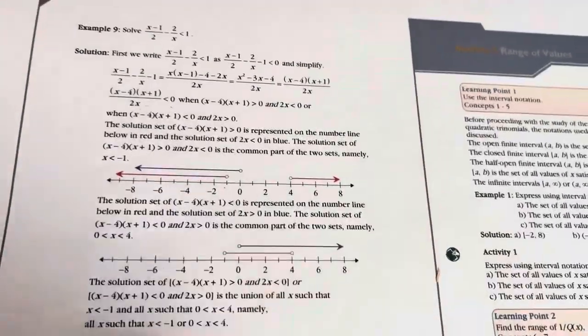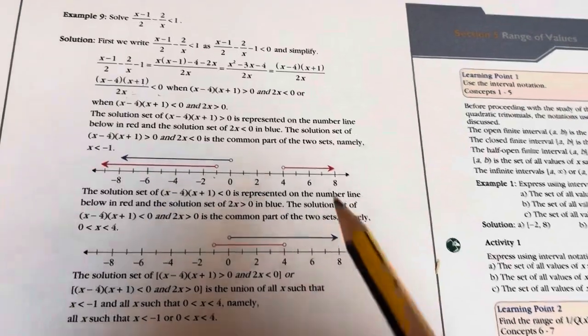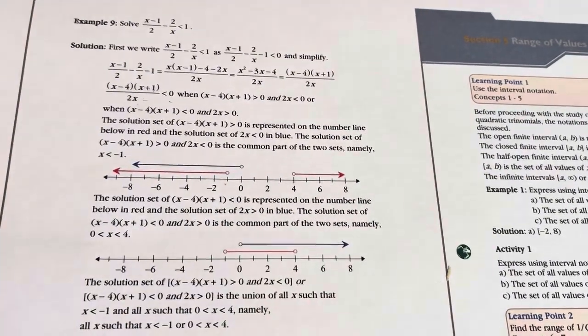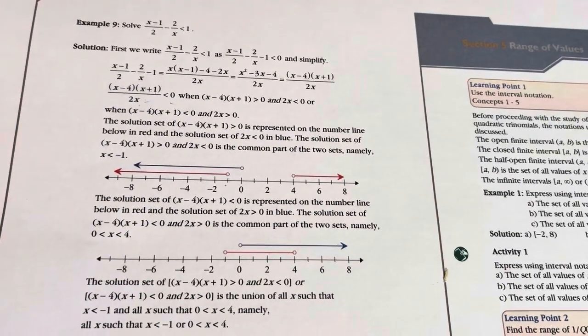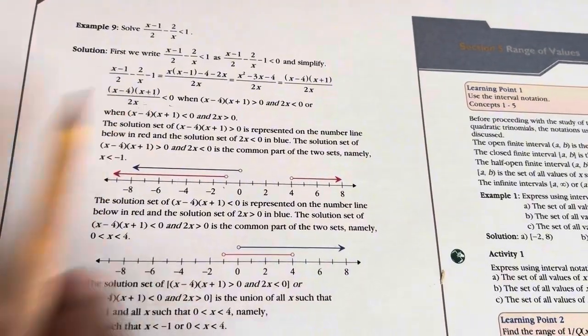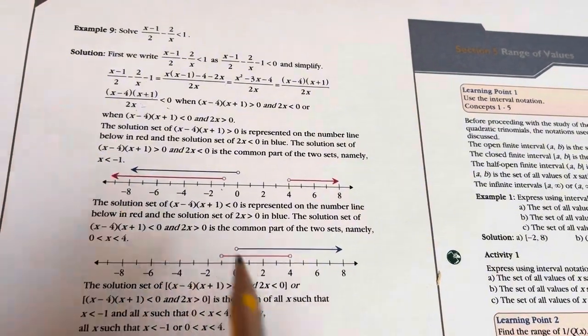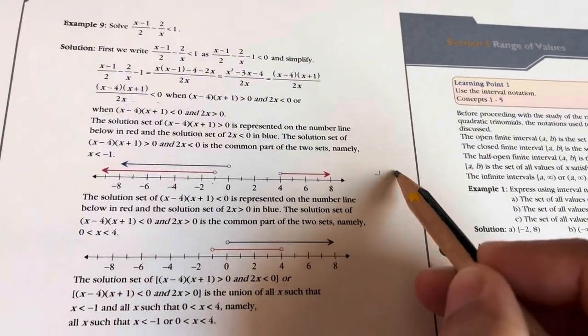The other option is that the numerator is negative and this is positive. 2x greater than 0 starts from 0 and goes to the positive. 0 itself is not included, so this is an open circle. And for the numerator to be less than 0, it is between minus 1 and 4, because your solution is minus 1 and 4.